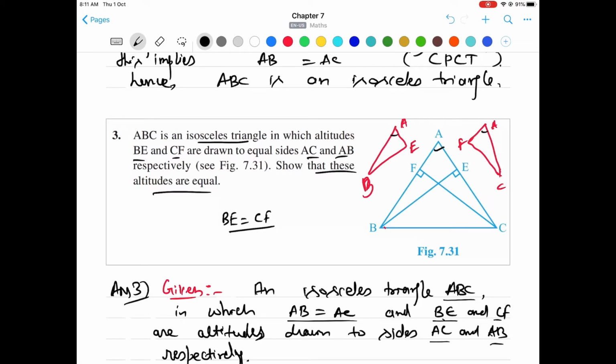Then we have, since it is an isosceles triangle, that is opposite side AB and AC are equal, that means this AB is equals to AC. Also, since this angle is 90 degrees, so angle E will be 90 degrees. Similarly, as this is an altitude, so angle F will also be a 90 degree angle. So by angle angle side, that is AAS, congruence rule, we will prove that these two triangles are congruent.